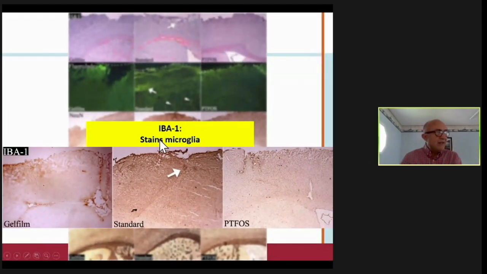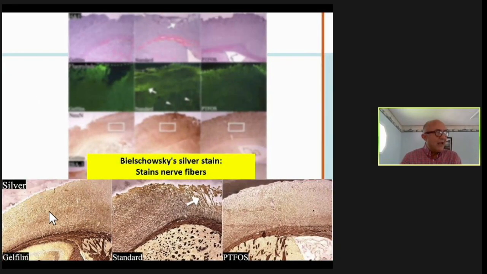We used IBA1 to look at microglia, which is like the inflammation response of the body, and we didn't see any microglia, while the stains of microglia were present in the case of the standard electrodes. And finally, we looked at the Bielschowsky silver stain, which looks at nerve fibers, and the nerve fibers look healthy both for the gel film and the PTFOS, while there was disruption in the case of the standard electrodes.